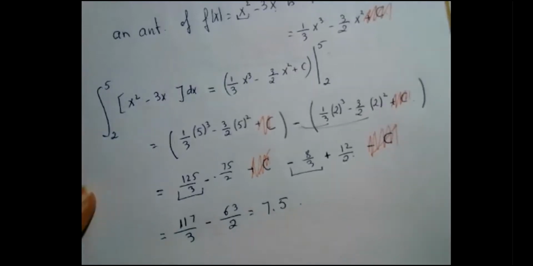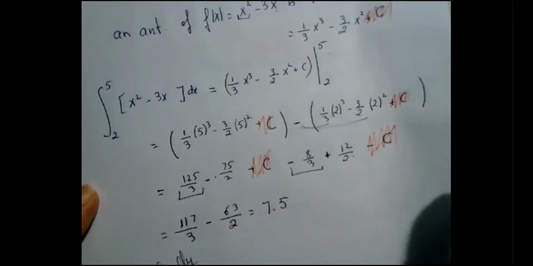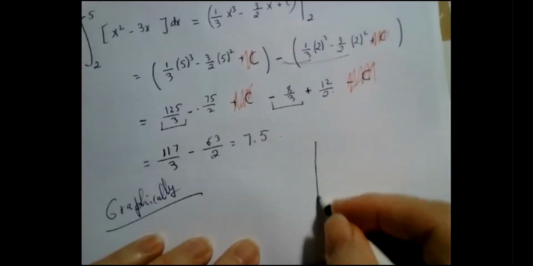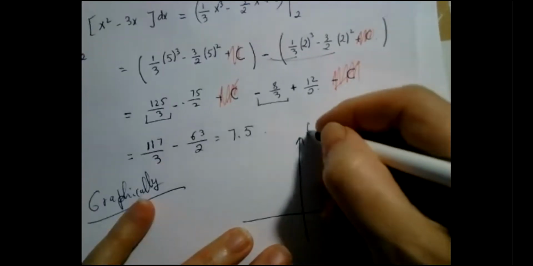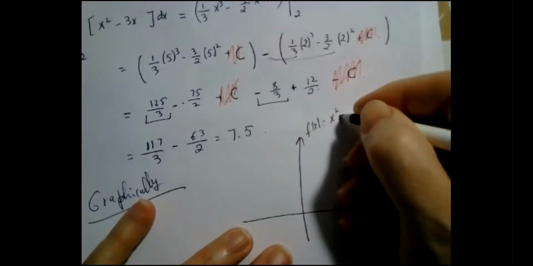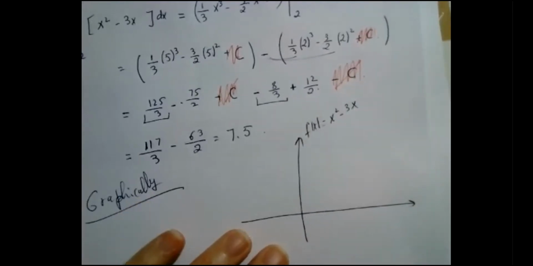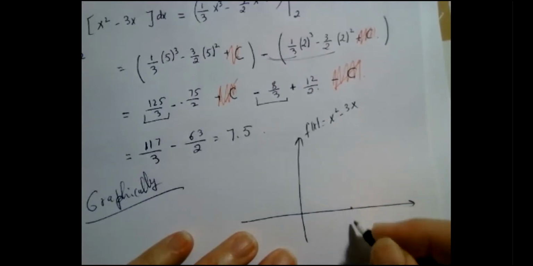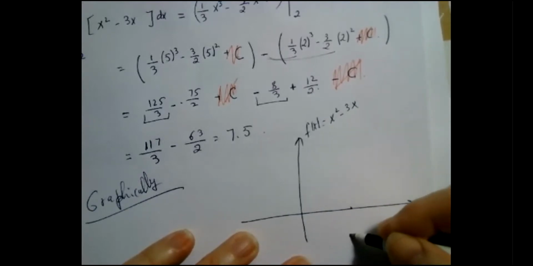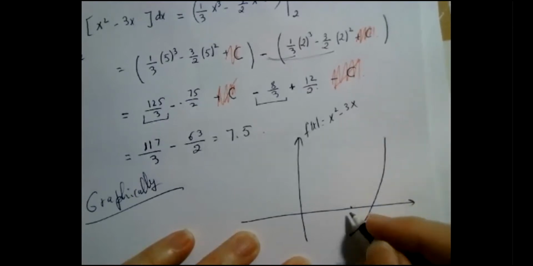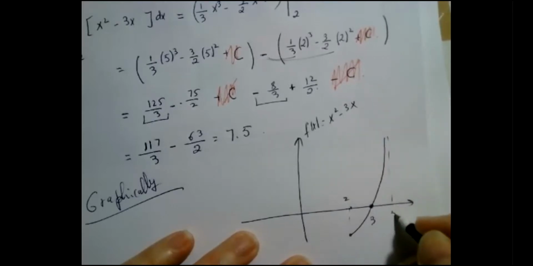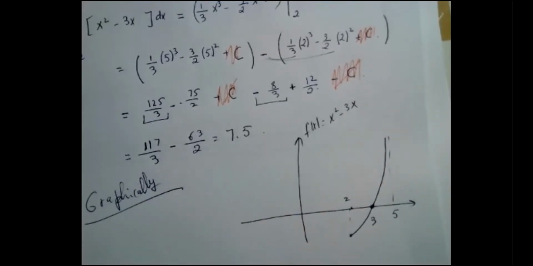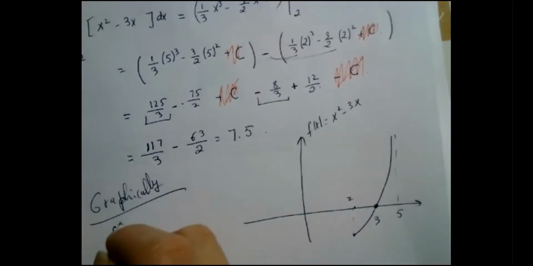And let's see what this represents graphically. What does 7.5 represent? I go back to my function. I always lose track of what I'm doing. My function was x squared minus 3x. When I graphed it for you, it looked like this. That's a parabola going up. That's my function. This is my 2, this was the 3, and this was the 5.